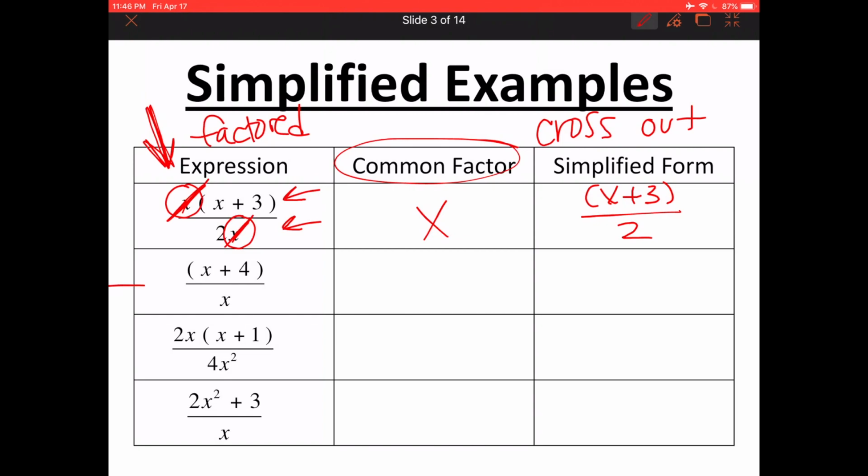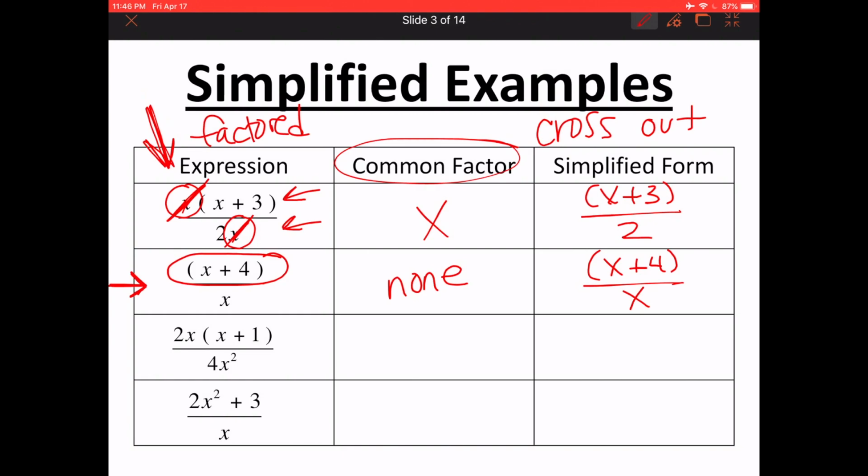Okay? For my second example, let's see what the common factor is. Do they share anything? No. Okay, guys? Remember, up here in the numerator, the x plus 4 are married, so you cannot separate it. So there are no common factors. So the simplified form is just the original problem, x plus 4 over x.